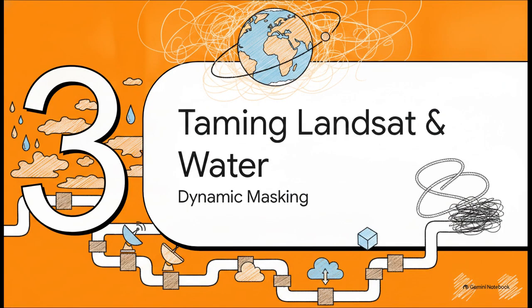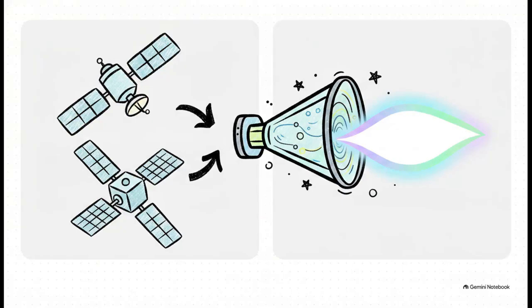Section 3. Taming Landsat and water. Dynamic masking. So say you're doing a multidecadal study, right? Running from the year 2000 to 2025. You are absolutely going to cross different satellite generations. Landsat 7 uses totally different band mappings than Landsat 8 and 9. Well, the pipeline acts as a universal translator. It takes those wildly different sensor band numbers and converts them into a single common spectral language, meaning band 4 on Landsat 7 and band 5 on Landsat 8, they both just become NIR.